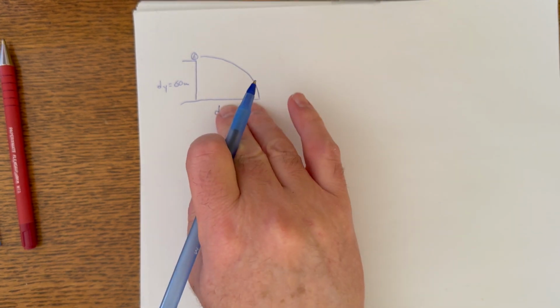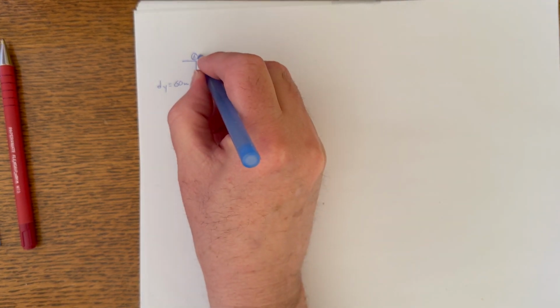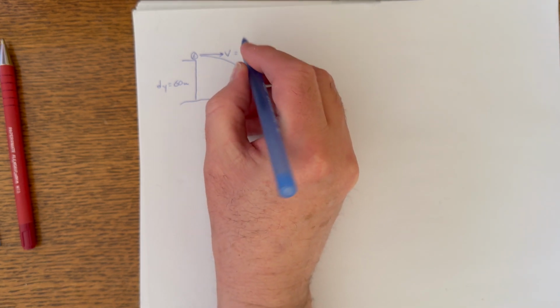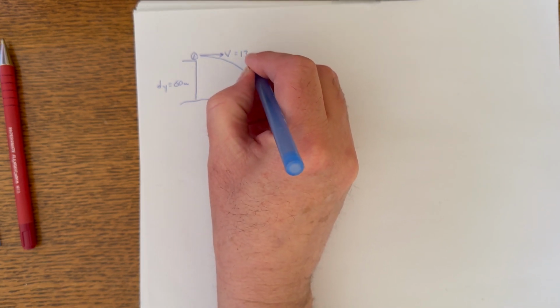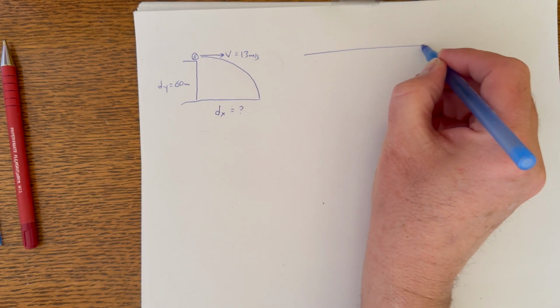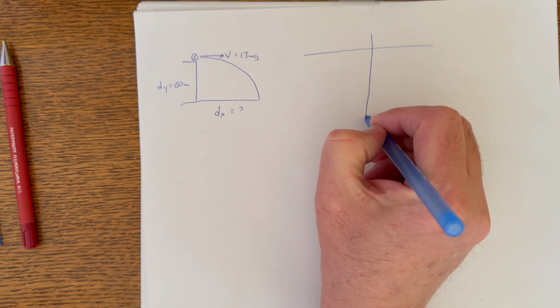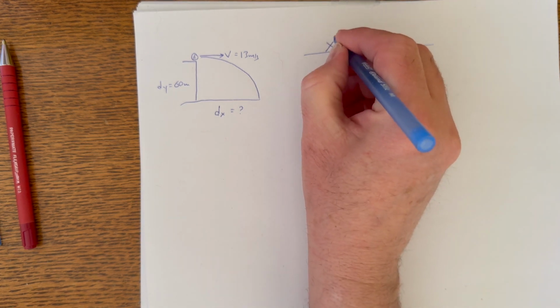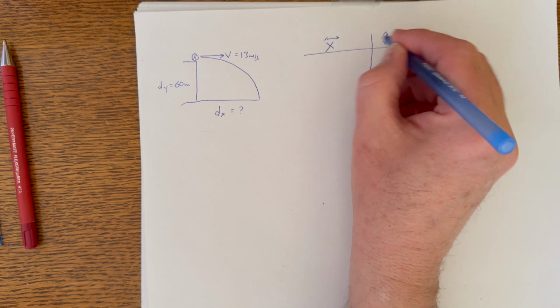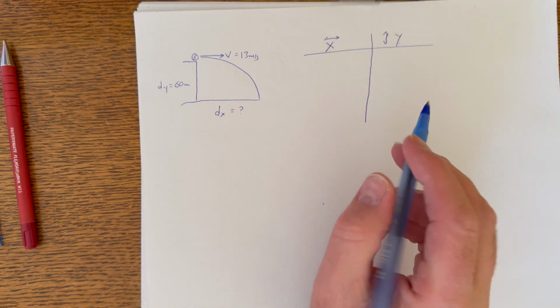Step 1, always draw a labeled diagram, and it's thrown directly off with a speed of 13 meters per second. Step 2, separate your dimensions. They are independent of each other. The side to side and the up down, the X and the Y dimensions.